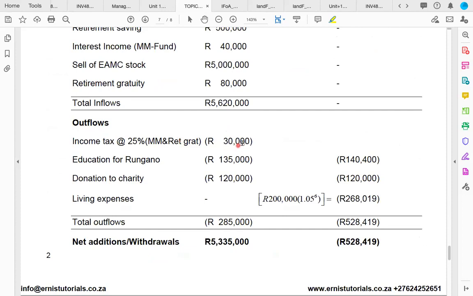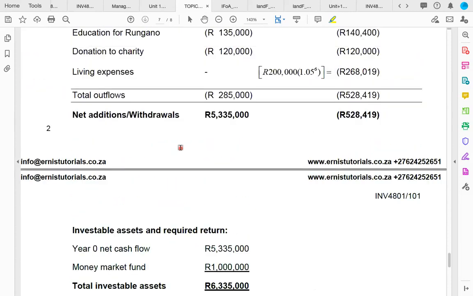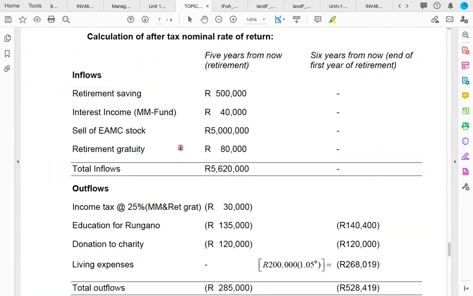She's going to pay tax on the money market fund and the retirement gratuity. So in other words, the tax is 25%. So if we say 25% of 80,000, which is the retirement gratuity, plus 25% of the interest income, we get 30,000. So we say 25% of the retirement gratuity, 25% of the interest income from the money market fund. This gives us the tax.